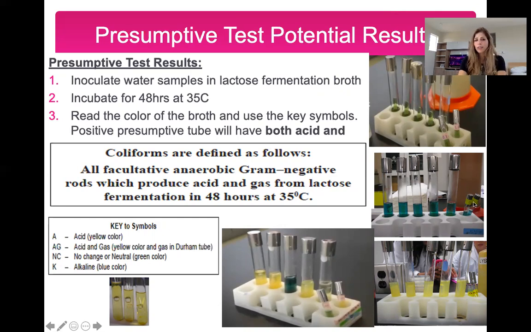They turned alkaline, so there's no presence of coliforms. These tubes all turned yellow, and you can't see them, but if you zoom in, some of these have bubbles, like this one has a bubble and this one has a bubble. So I'd classify these as AG, or positive for acid and gas. And then here's a mixture of tubes. So you just go through these.